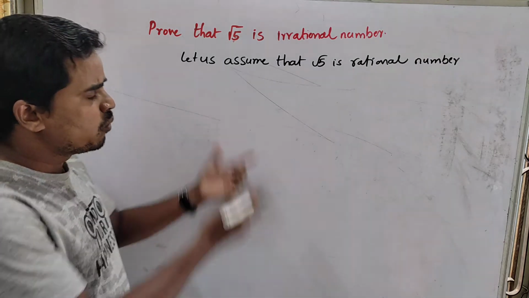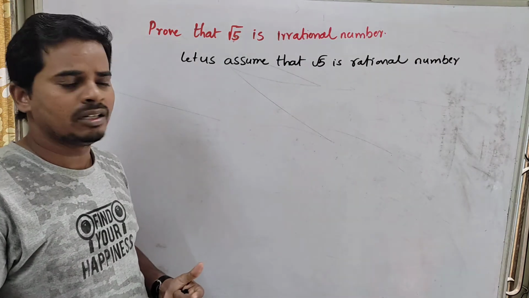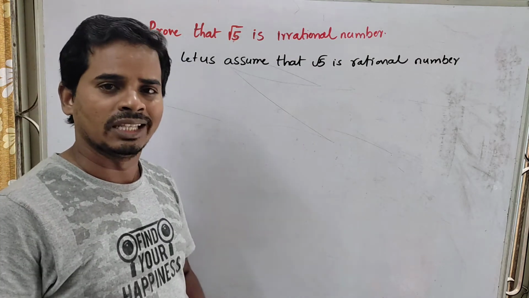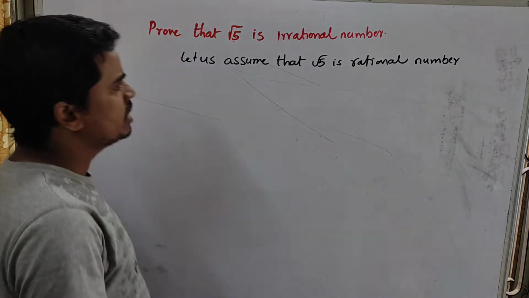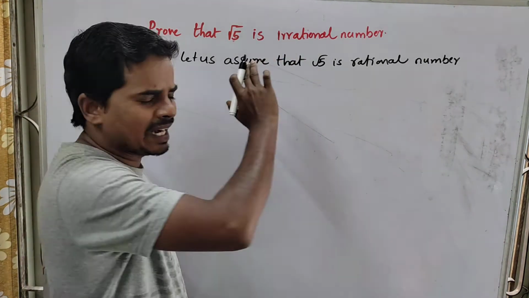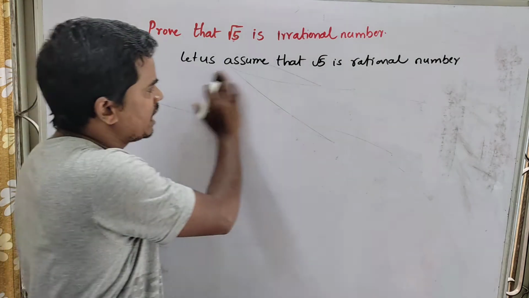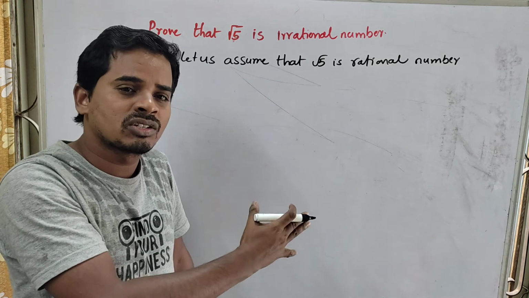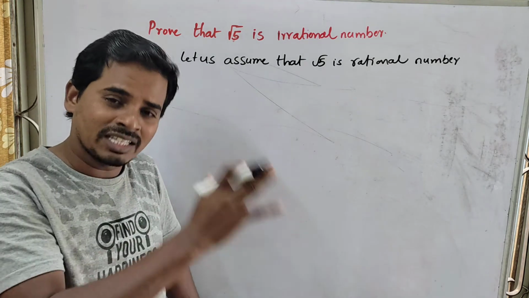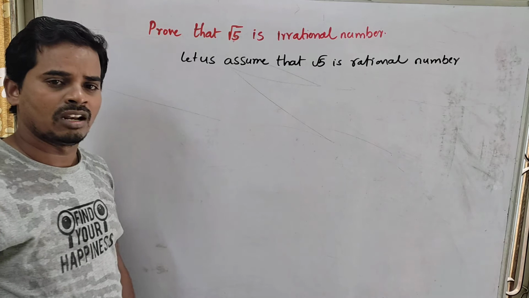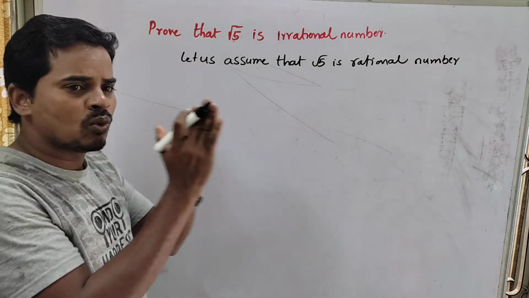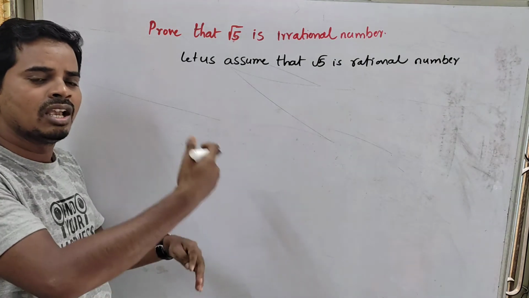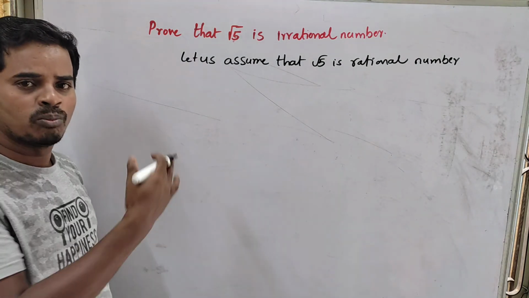Okay? Then what will happen? Because of this wrong statement, we will get a wrong conclusion in the end. So students, root 5 is not a rational number at all. So our assumption is the only wrong thing, and this wrong assumption leads us to a wrong conclusion. So by that we will say root 5 is an irrational number. Instead of saying that root 5 is irrational, we take it as rational and show it is wrong. That is the part of the proving.